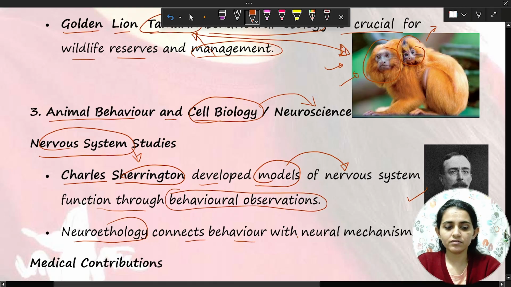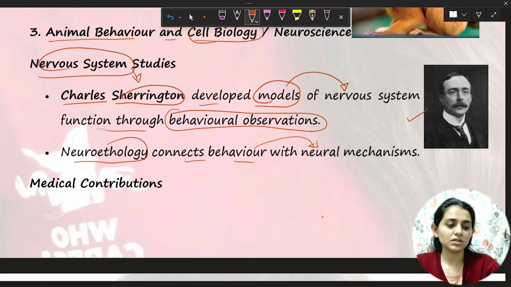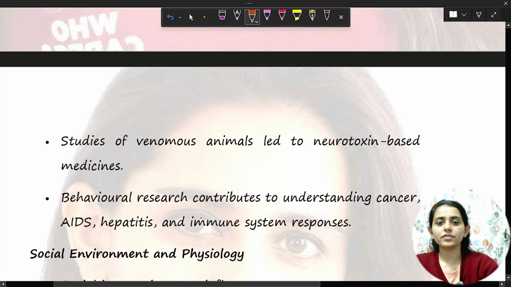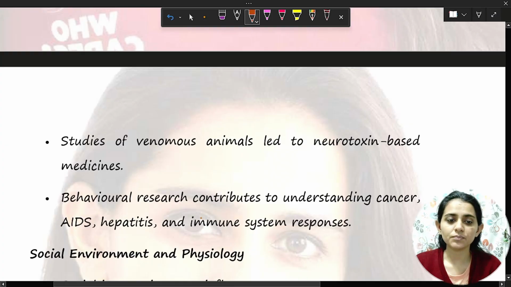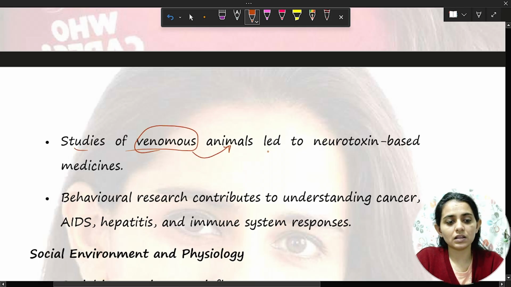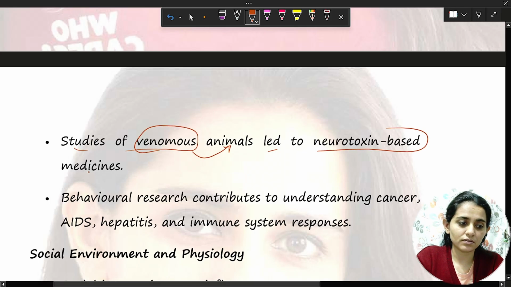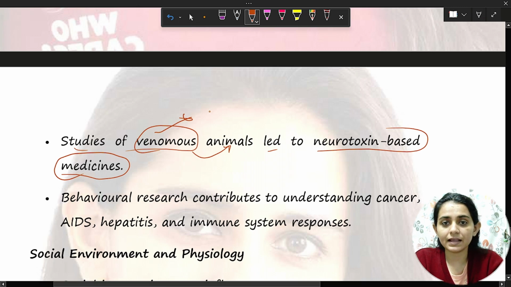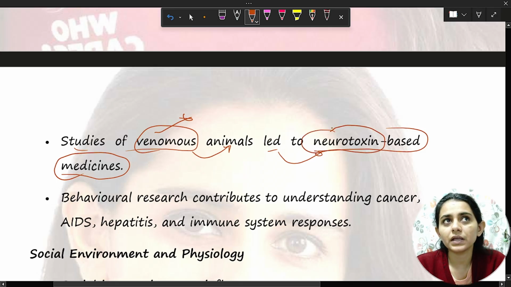Neuroethology connects behavior with nerve mechanism. Then medical contribution: how animal behavior contributes to medical sciences. Study of venomous animals led to neurotoxin based medicine. By studying venomous animals like snakes and scorpions, we understand how to repair neurological disease with the neurotoxin.